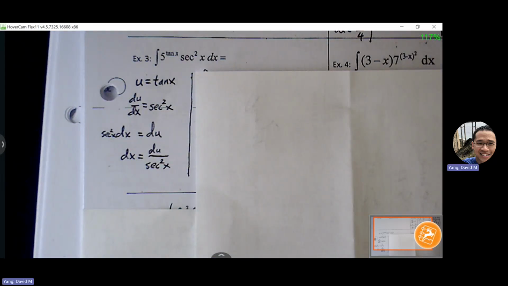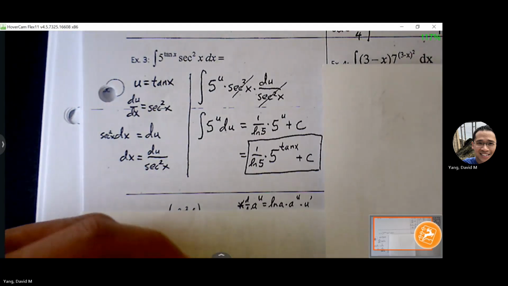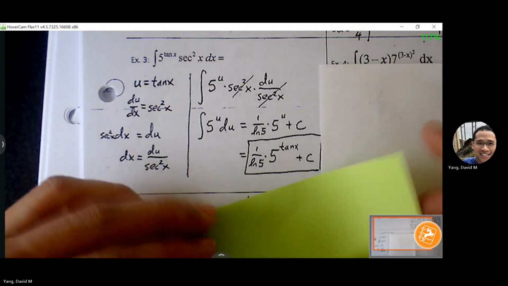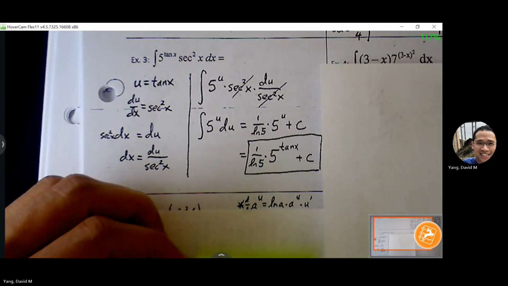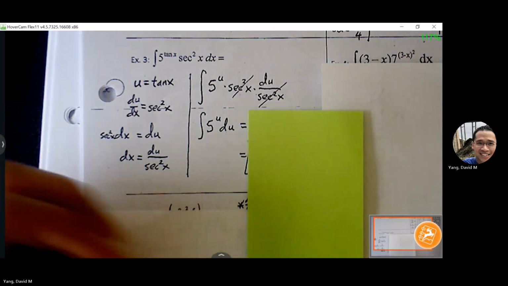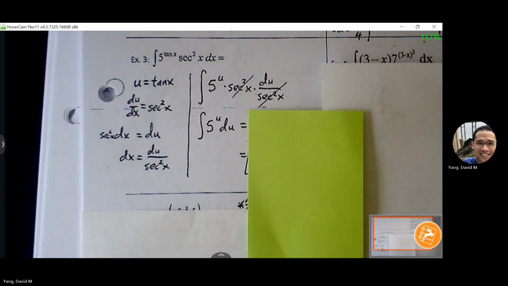Right, so u value is tangent of x, derivative is secant squared x. Solve for dx. We get du over secant squared x. Secant squared cancels out. No leftover coefficient. This matches perfectly with the rule that we want to use.